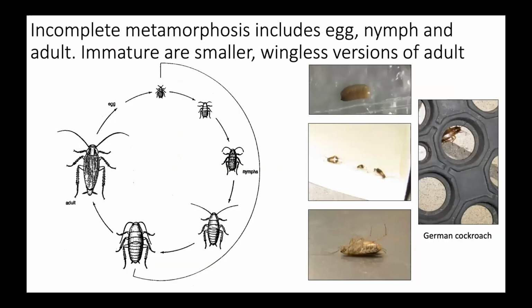On the other side, we call it incomplete metamorphosis. So there is no pupal stage. It goes egg, nymph, and adult. The immatures are just smaller, wingless versions of the adult.